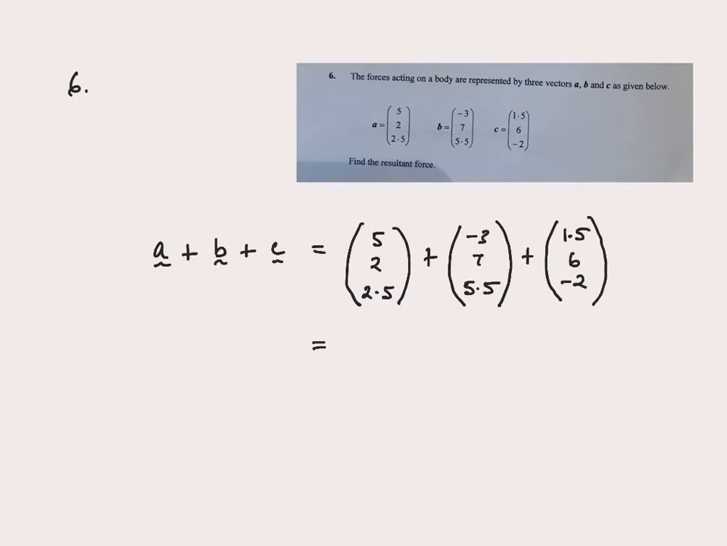So if we add the x components first, 5 take away 3 is 2, 2 plus 1.5 is 3.5. If we add the y components, 2 and 7, that's 9, 9 and 6 is 15. And then the z components, 2.5 and 5.5, that's 8. 8 take away 2 is 6. We don't need to do anything more. Put a bracket around it, that's us finished.